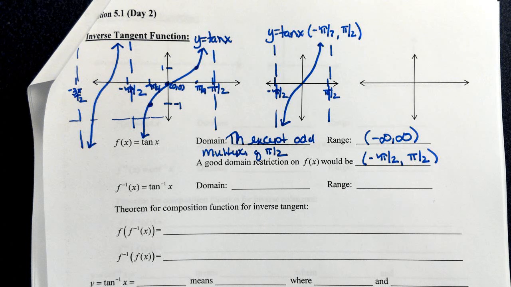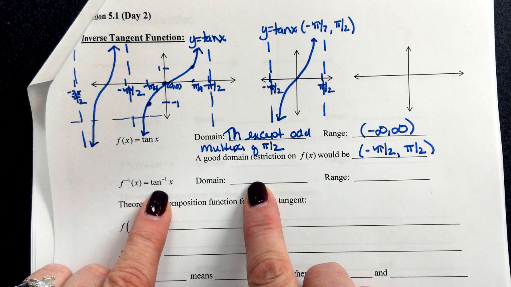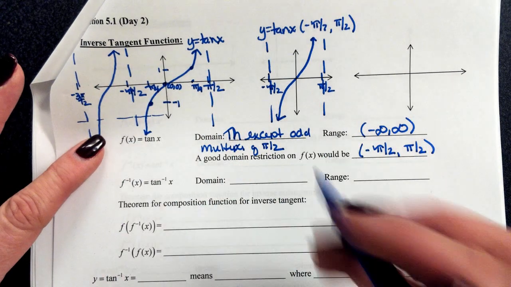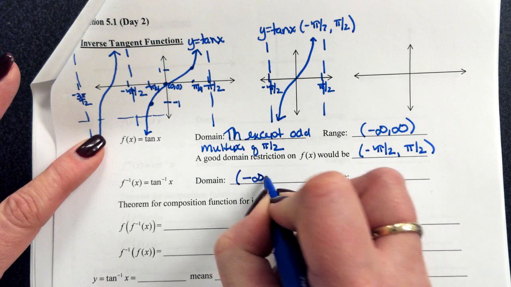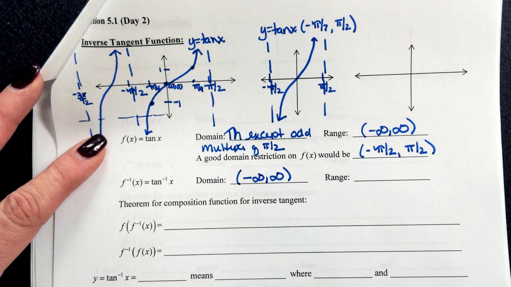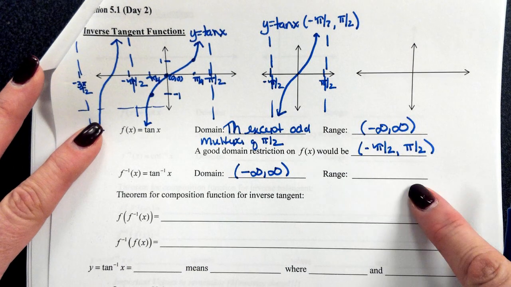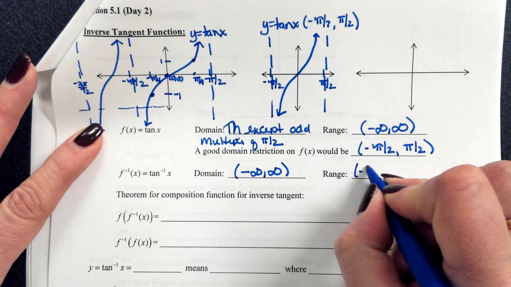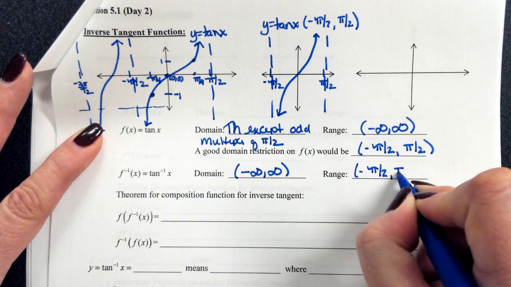So remember what happens when you studied functions and their inverses with domain and range. What happens with the domain and range of a function and an inverse? They're going to switch. So the domain for your inverse tangent is going to be the same as the range for tangent of x. So the domain for inverse tangent is going to be all real numbers. The range is the same as the restricted domain. So that's going to go from negative pi over 2 to positive pi over 2.